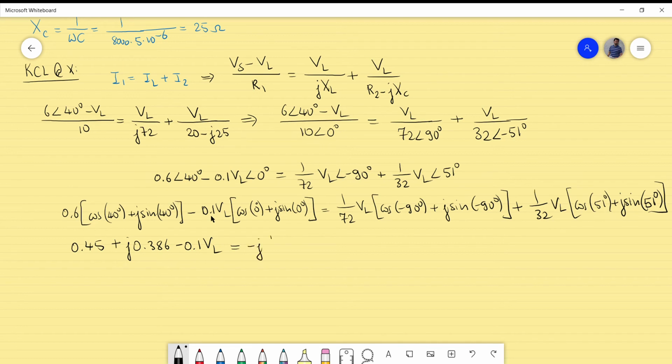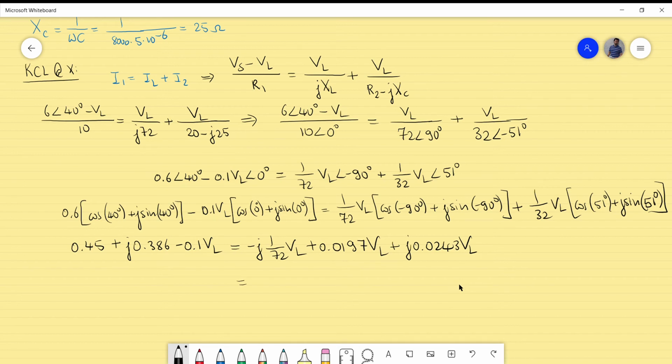minus J 1 over 72 times VL plus 0.0197 times VL, and the last one will be J 0.0243 times VL. I will now group all of the VLs, because I have the VL here at the left side. I have also a couple of terms for the VL on the right side. I will leave these terms at the left side, so all the terms of the VLs will be placed to the right side.